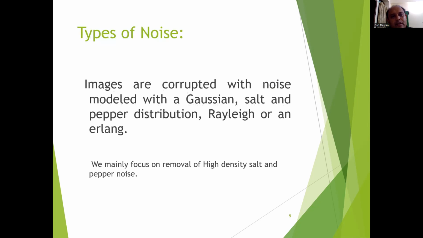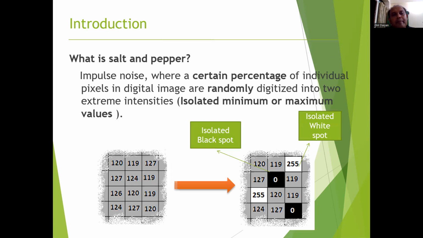So what are the types of noise? Images are corrupted with Gaussian, salt and pepper, Rayleigh, or analog noise. We mainly focus on removal of high-density salt and pepper noise. What is salt and pepper noise? It is impulse noise, where a certain percentage of individual pixels in a digital image are randomly reduced to two extreme intensities. We can see that in our picture, a segment of a digital image where the pixel value 1 to 7 is changed into 255, which is noise.